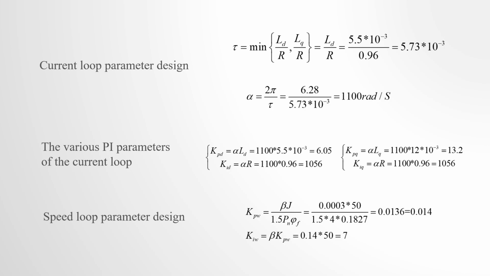The advantage of this configuration is that the current loop responds quickly and has low coupling, while the speed loop is more stable. This ensures that both the overall dynamic and steady-state performance can be achieved.